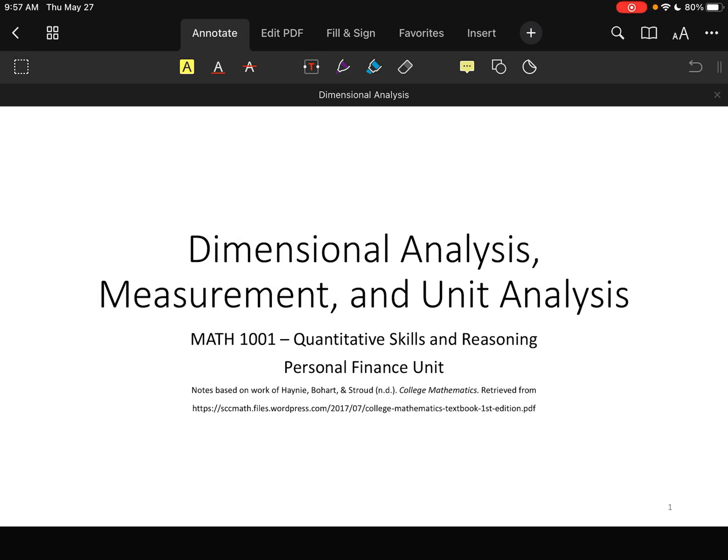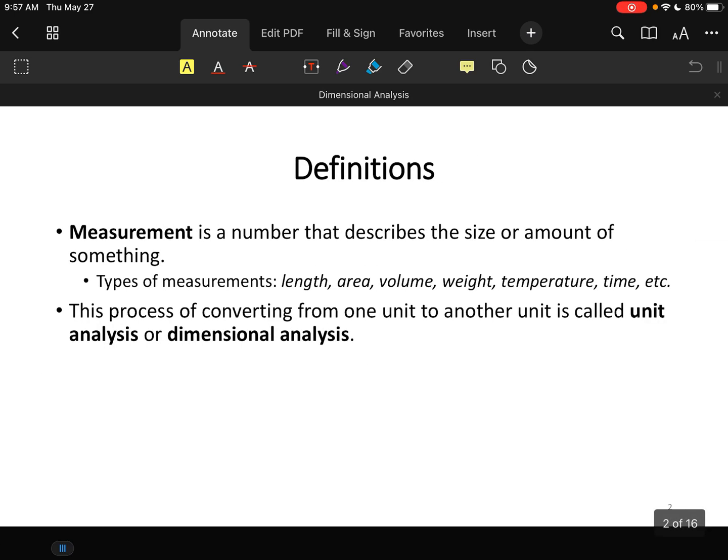All right, this is a quick intro to dimensional analysis, measurement, and unit analysis. So we're going to call this part one. We'll do this in two videos just to kind of break it up. So some definitions just to get us started. Measurement is a number that describes the size or amount of something. So typical measures: length, area, volume, weight, temperature, time.